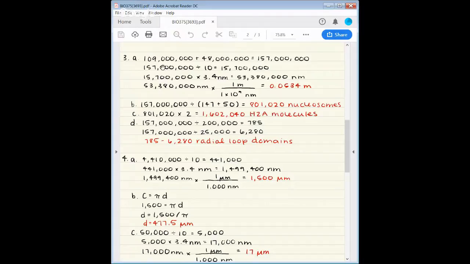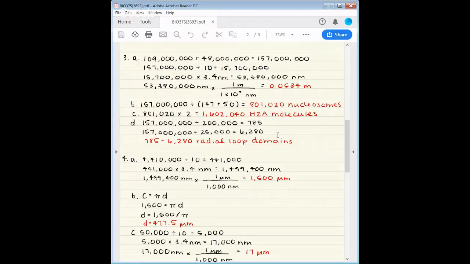And then A asked how long the DNA portion of this translocation chromosome was in meters. So I found the number of turns by dividing by 10, and got 15,700,000. I multiplied that by 3.4 nanometers to find the length in nanometers. And then I did this conversion to get it to meters, since there's 1 times 10 to the 9th nanometers in a meter. And I got 0.0534 meters.